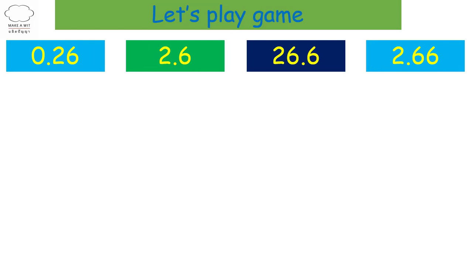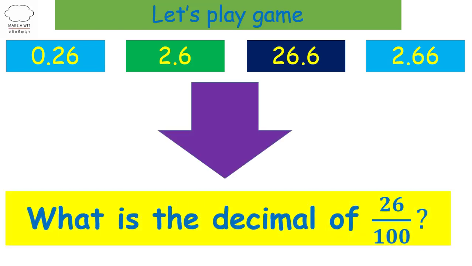Okay, and next one. I have 4 choices again: 0.26, 2.6, 26.6, and 2.66. What is the decimal of 26 over 100? Let's go. 1, 2, 3, go.